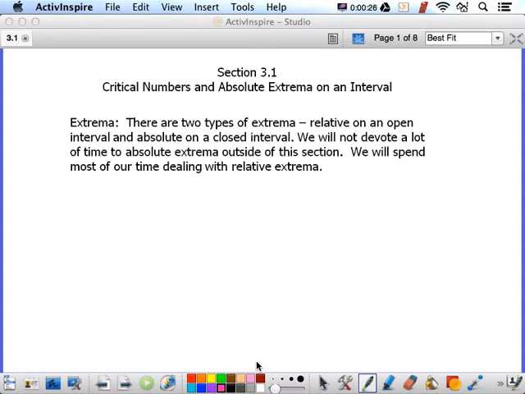There are two types of extrema. There are relative extrema on an open interval. We're not going to deal with that today. And then there are absolute extrema on a closed interval. That's what we're going to talk about in this section, the absolute extrema.